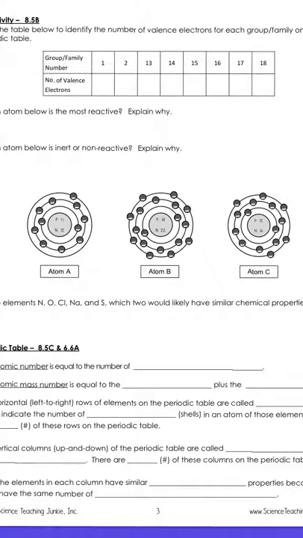And then the bottom section is talking about the periodic table. The atomic number is equal to the number of blank, the atomic mass number is equal to the blank plus the blank, and then you can go ahead and fill in the rest of these. Make sure you're marking off your TEKS again on your page.